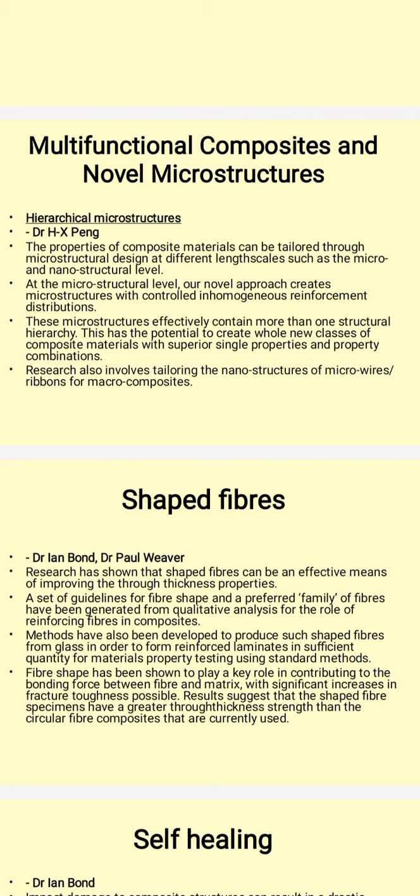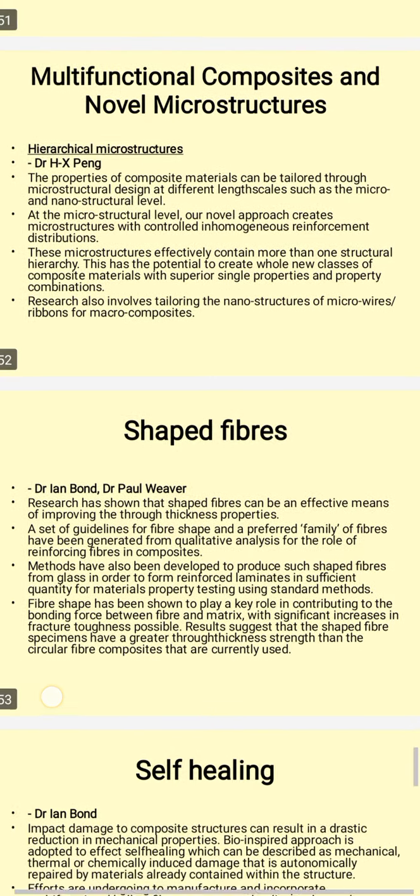Fiber shape has been shown to play a key role in contributing to the bonding force between fiber and matrix, with a significant increase in fracture toughness possible. Results suggest that the shaped fiber specimens have a greater through-thickness strength than the circular fiber composites that are currently used.